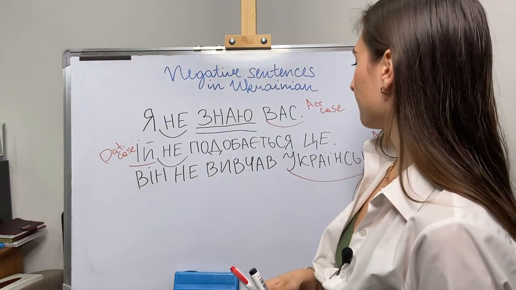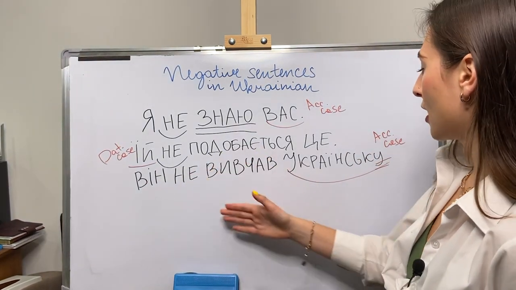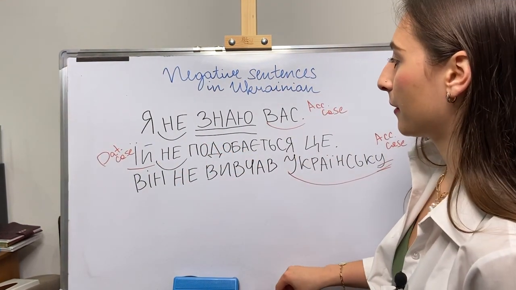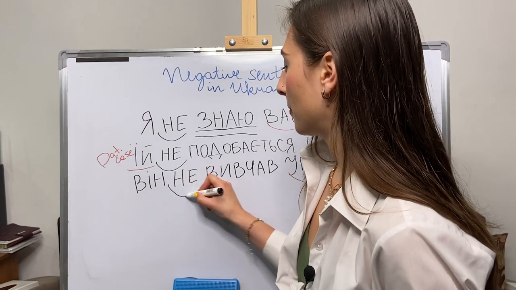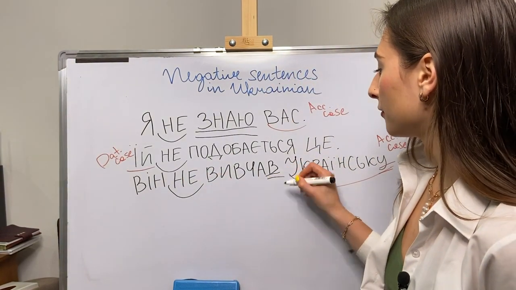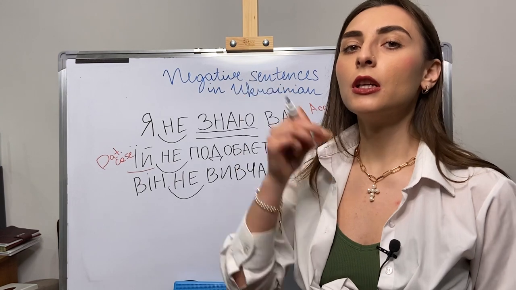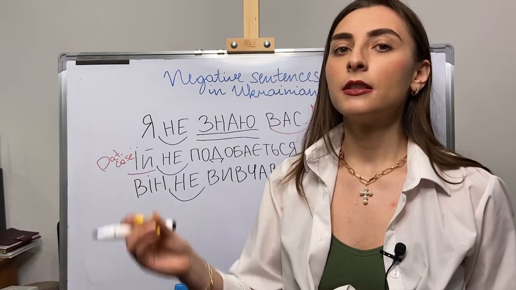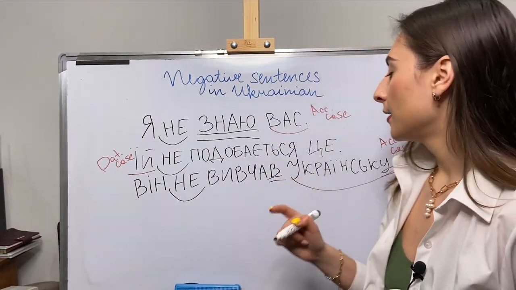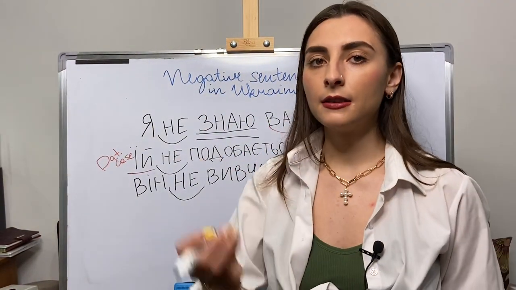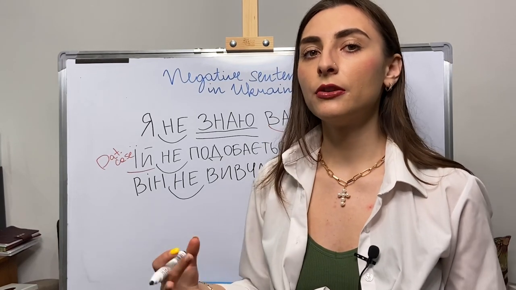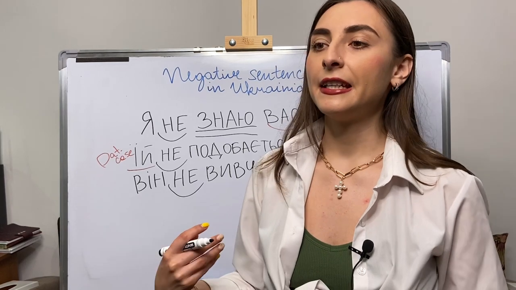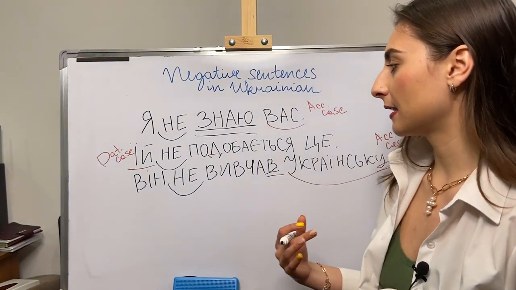Так, окей. Він не вивчав українську. He didn't learn Ukrainian. So what can we see? We can see this negative particle не, and вивчав, it means learned. So in Ukrainian it sounds like he not learned in the past tense Ukrainian. Again, we don't use any auxiliary verbs as you do in English. You use did. He didn't learn, but in Ukrainian it doesn't work.